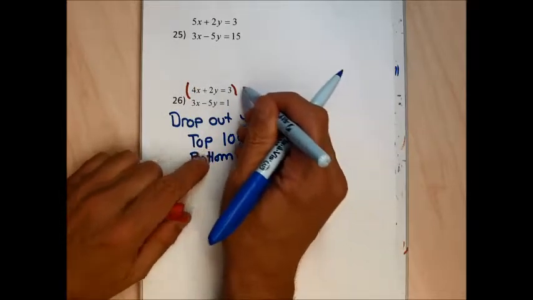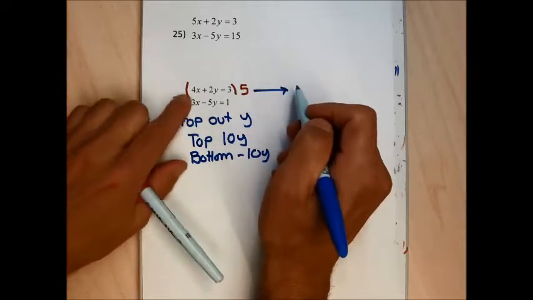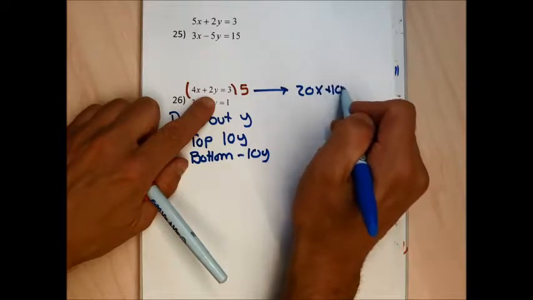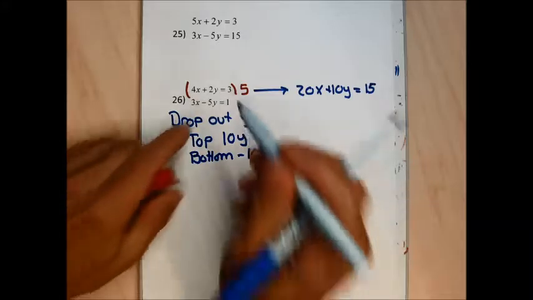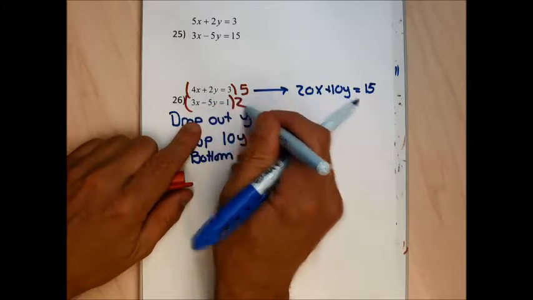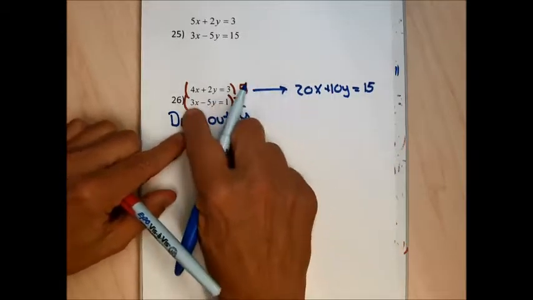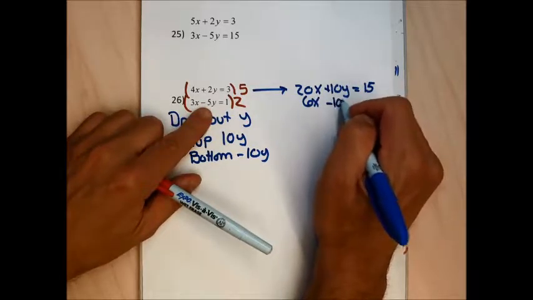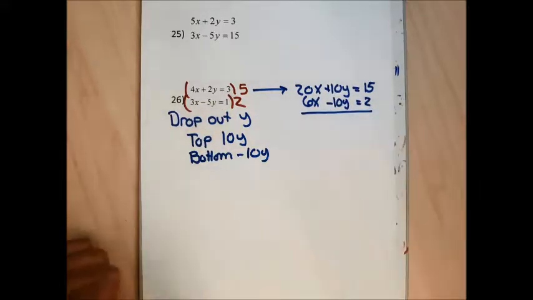To make the top equation have a 10y, I'm going to multiply it by 5. That gives me 5 times 4x is 20x, 5 times 2y is plus 10y, and 5 times 3 is 15. I'm going to multiply the bottom equation by 2 to get that minus 10y, because 2 times minus 5 is minus 10. I'll go 2 times 3x is 6x, 2 times minus 5y is minus 10y, and 2 times 1 is 2. Done with the first step. I picked my letter and made the equations ready to drop out that letter.